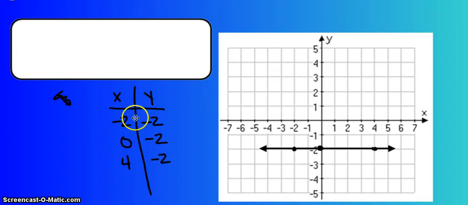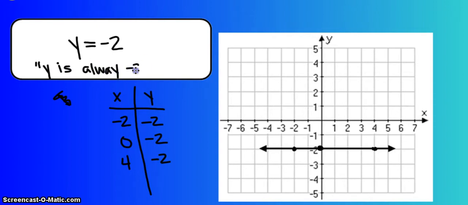So for the rule for this linear function, it doesn't ever really matter what x is. Our y is always -2, so we're going to write y is always -2. And underneath this, I want you to write down y is always -2. That's one way of reading it, and it helps you really graph that. So if we go to the next one.